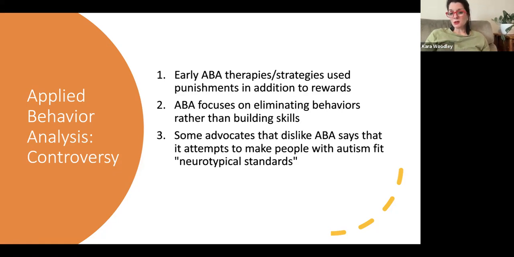And then some advocates also say that they dislike ABA because it attempts to make people with autism fit neurotypical standards. Some of your experience with ABA may be in the area of working with students with autism, and that's where a large part of the research has been. So just know that these controversies and opinions are held by some special educators and some educational researchers out there. Just keep that in the back of your mind as we are walking through this together.